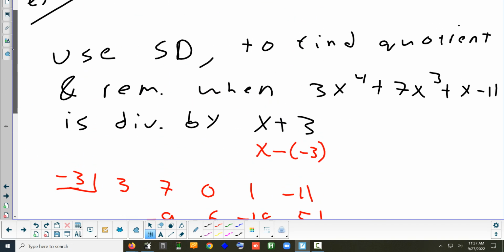So any questions on using synthetic SD? That stands for synthetic division. And as I mentioned earlier, you may see directions in the book that say use Horner's algorithm. That just means synthetic division.